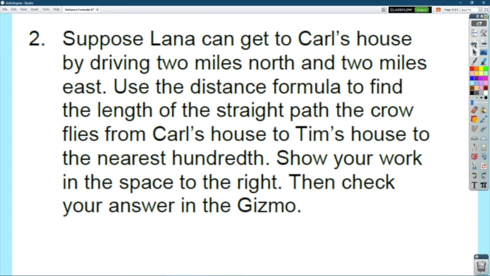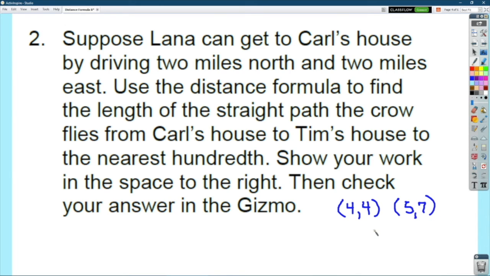Suppose Lana can get to Carl's house by driving 2 miles north and 2 miles east. Use the distance formula to find the length of the straight path the crow flies from Carl's house to Tim's house to the nearest 100. Show your work in the space at the right, then check your answer. So you need to go back at your graph and look at that, and you will discover that Carl's house is at 4. So you want to use the number for Tim's house at 5, 7, and these are the 2 coordinates that you're going to use.